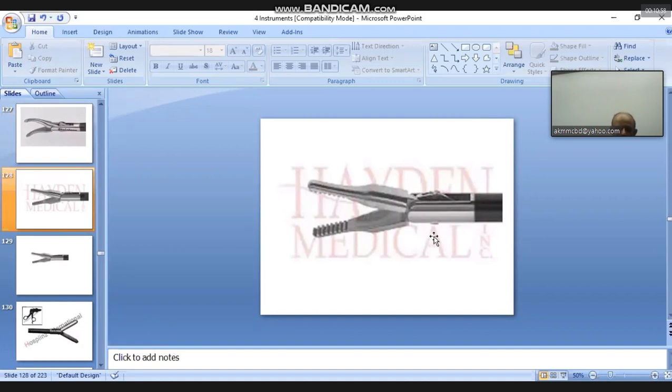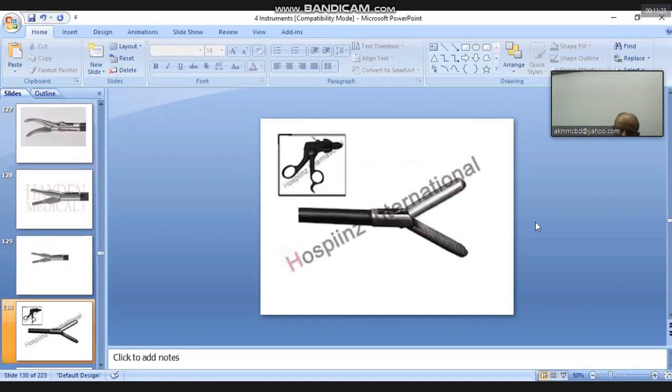And this is another instrument. You see, this is heavily serrated. The serrations are heavy. This is a tough instrument to hold the tough tissue. This is a grasper and can be used to hold the tough tissue. And this is also a grasper.